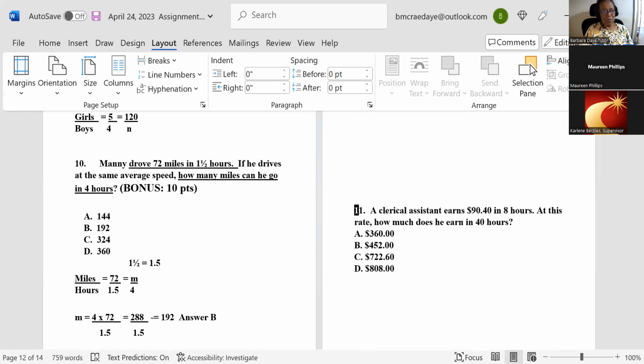A clerical assistant earned $90.40 in 8 hours. At this rate, how much does he earn in 40 hours? Now, there's a way to do this one, Maureen. You don't have to do ratio or proportion. There's an easier way, and I want to see if you can spot it, because you've got some numbers that are multiples of each other.